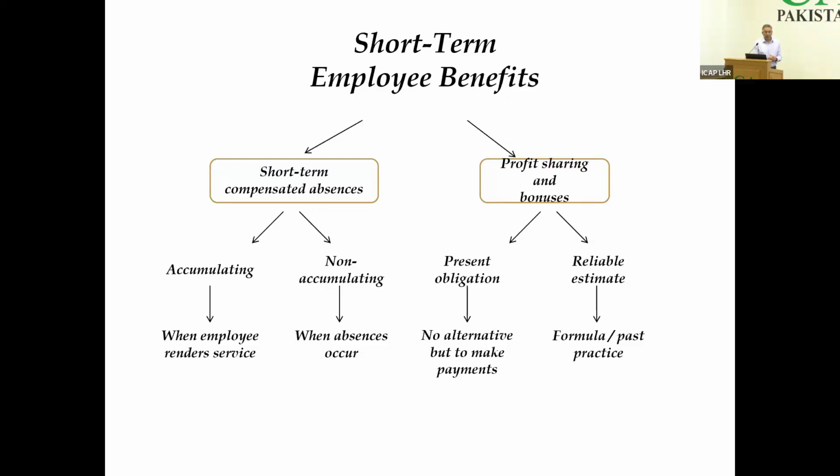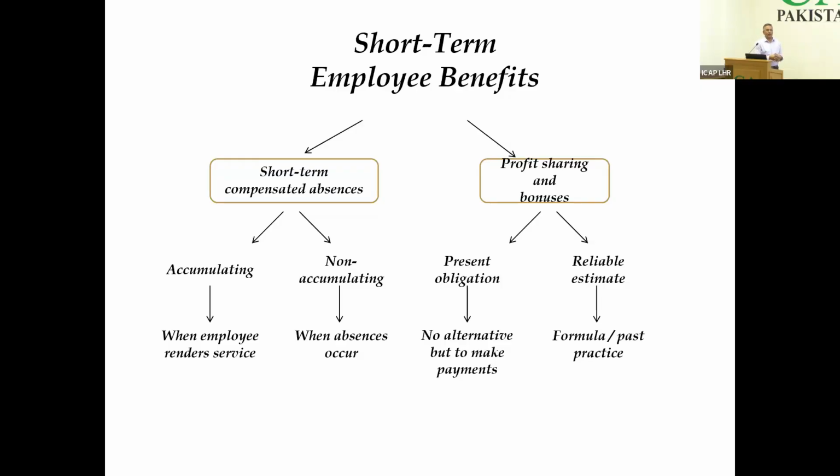First of all, compensated absences can be divided into accumulating and non-accumulating. Accumulating means that you can get the benefit by taking certain extra leaves in the next year. Non-accumulating means that if you have not used those leaves in the respective year, they will expire at the end of the year. So provision is only required for accumulating.